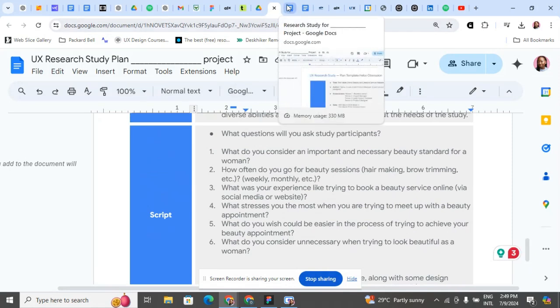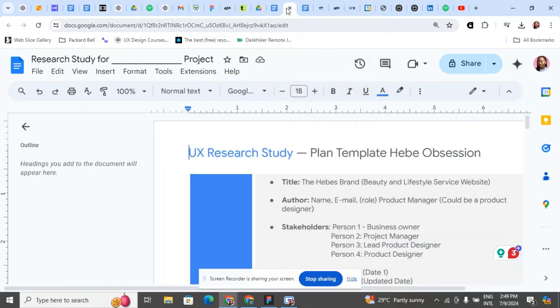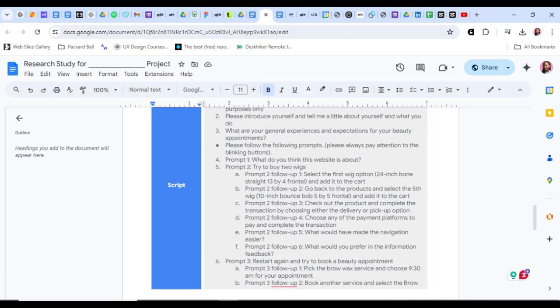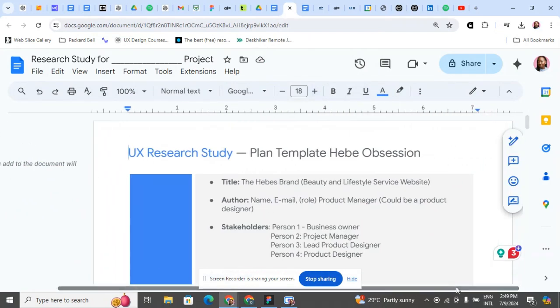So this is about the primary research template. Now we're going to go on to the usability testing template. The usability testing template actually follows the research questions. The research questions again are a guide to the usability study template, as I said before.